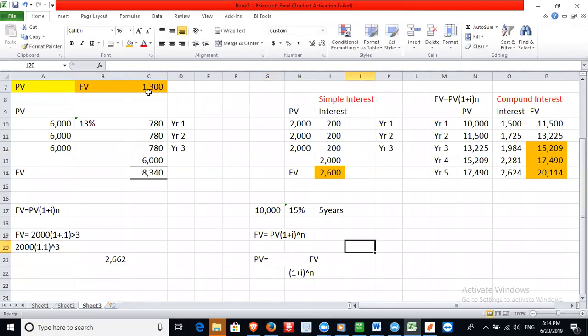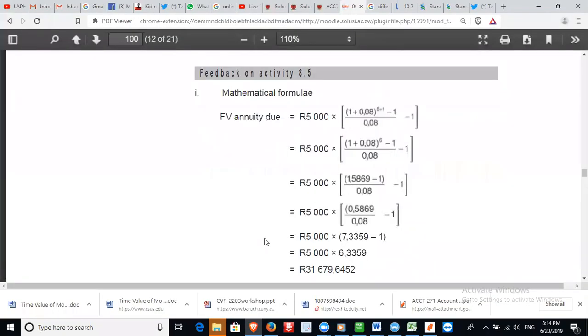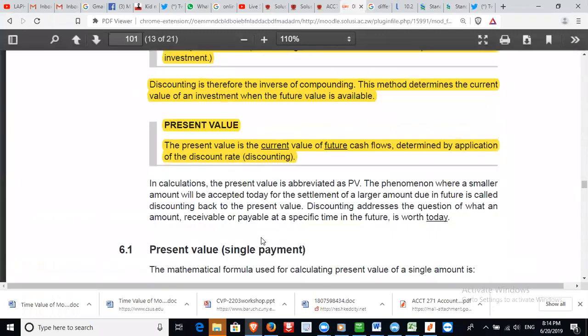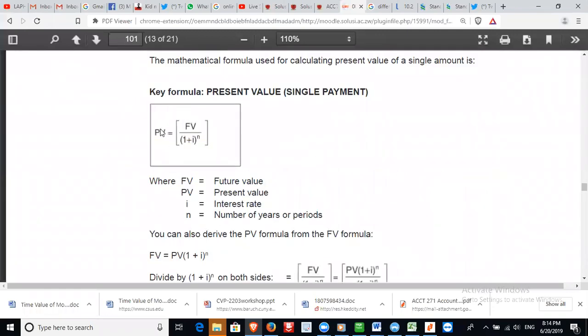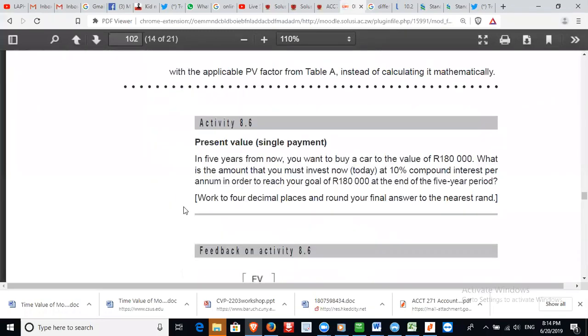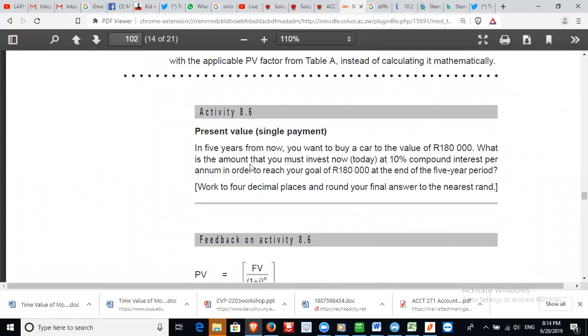You might just know the formula for FV. When you want to calculate PV, you make PV the subject of the formula. So that's our formula: PV is equal to FV over 1 plus I to the power n.